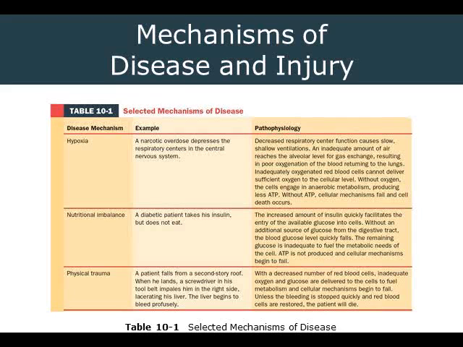So this table is found in your text on page 235. And I think it's really a good table for you guys to spend a little bit of time on. It talks about some examples of how hypoxia may occur and then the pathophysiology that goes along with it. So we'll take, for example, a narcotic overdose, which depresses the respiratory centers in the central nervous system.